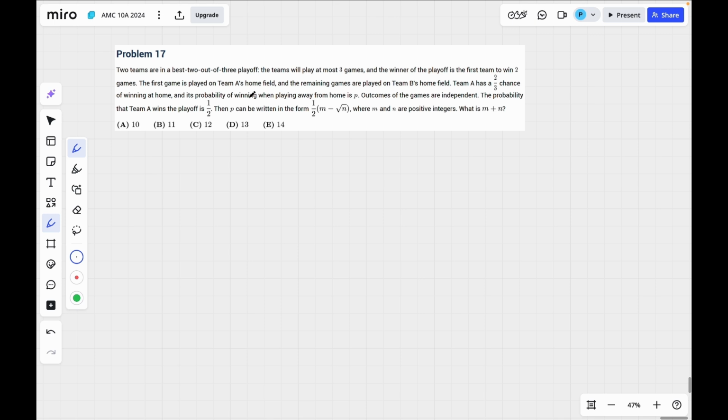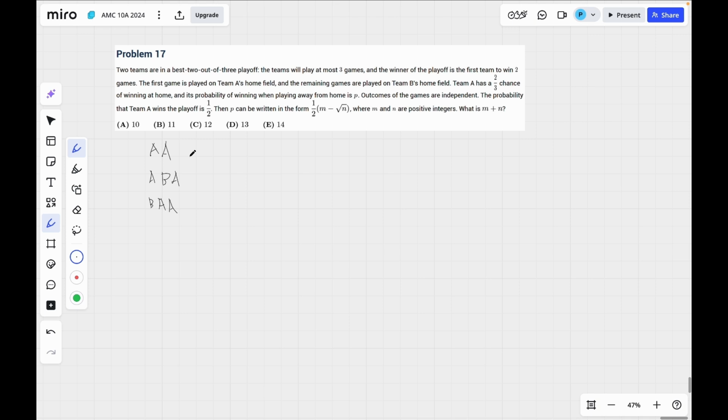Outcomes of the games are independent. The probability that Team A wins the playoff is half. p can be written in the form (m minus square root of n) over 2, where m and n are positive integers. What is m plus n? So what are the possibilities of Team A winning? Well, they could sweep the series in two games, they could win the first one but lose the second one, and then finally win game 3, or they can lose the first one and then reverse sweep.